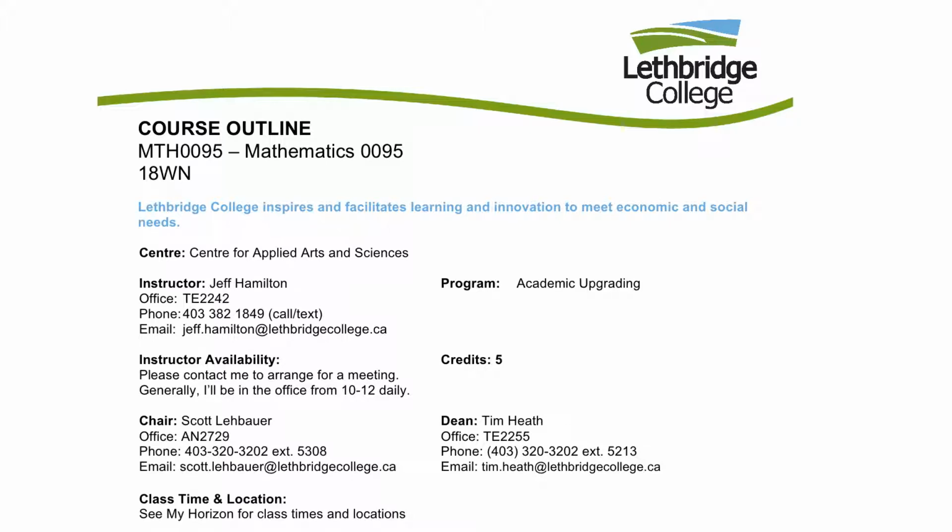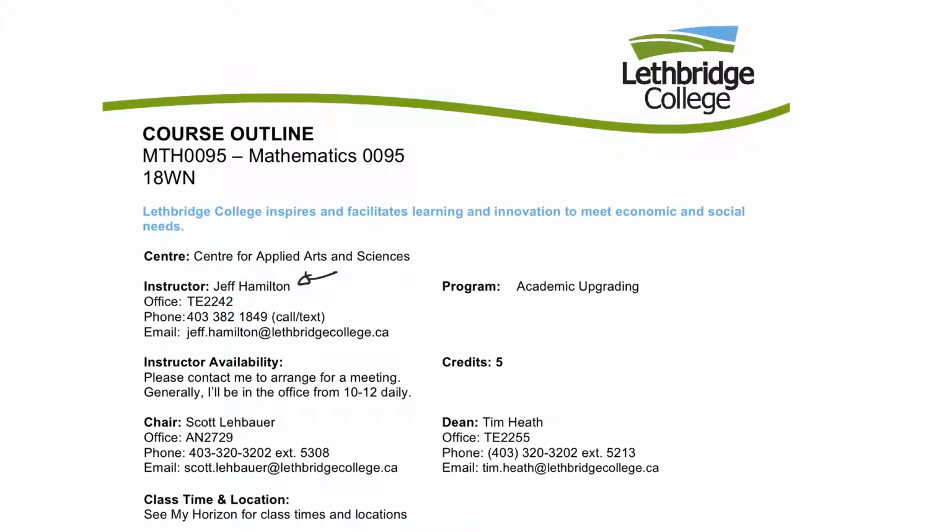So to begin with, my name is Jeff Hamilton, right here. You can reach me in my office in T2242. Probably the best way to get a hold of me, and maybe you want to write that number down or text me right away, is that number. That's probably the best way to get a hold of me. 382-1849. You can call or text me at that number anytime. And also my email address is down below.